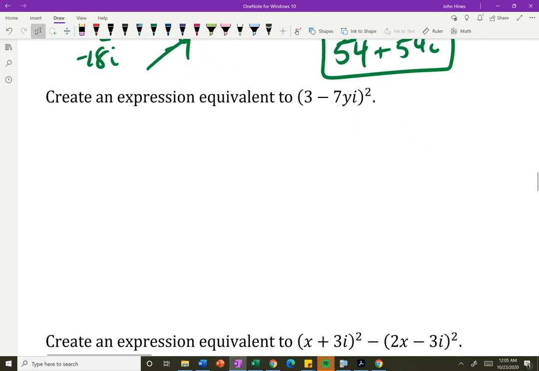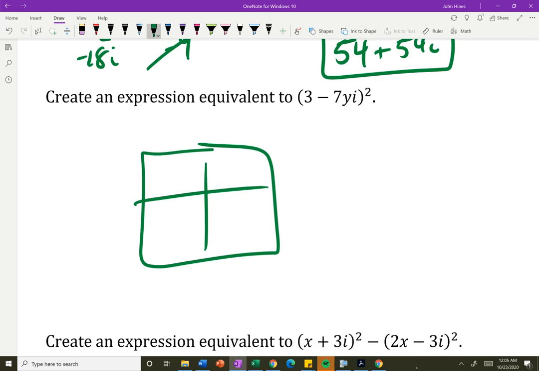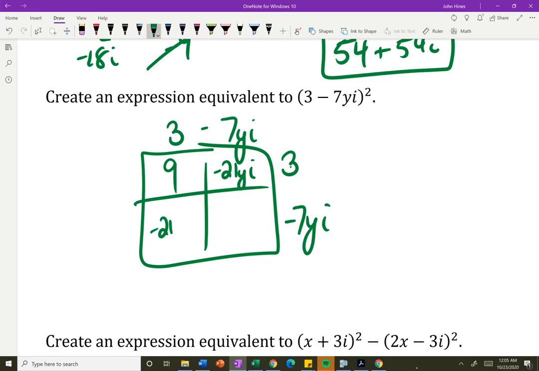Create an expression equivalent to (3 minus 7i) squared. Well, I know how to square something. I'm going to make a box. 3 minus 7i, 3 minus 7i. 9, negative 21i, negative 21i. Careful, this last box here is a mess. Negative 7 times negative 7 is 49, i squared. Make sure you're very careful multiplying all those terms together there.